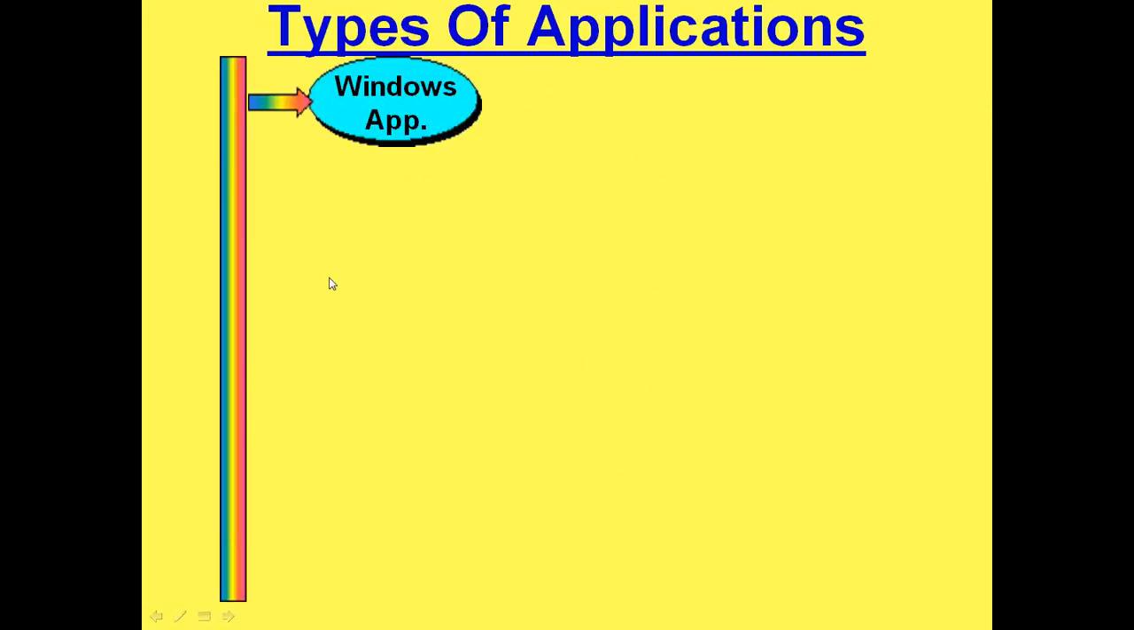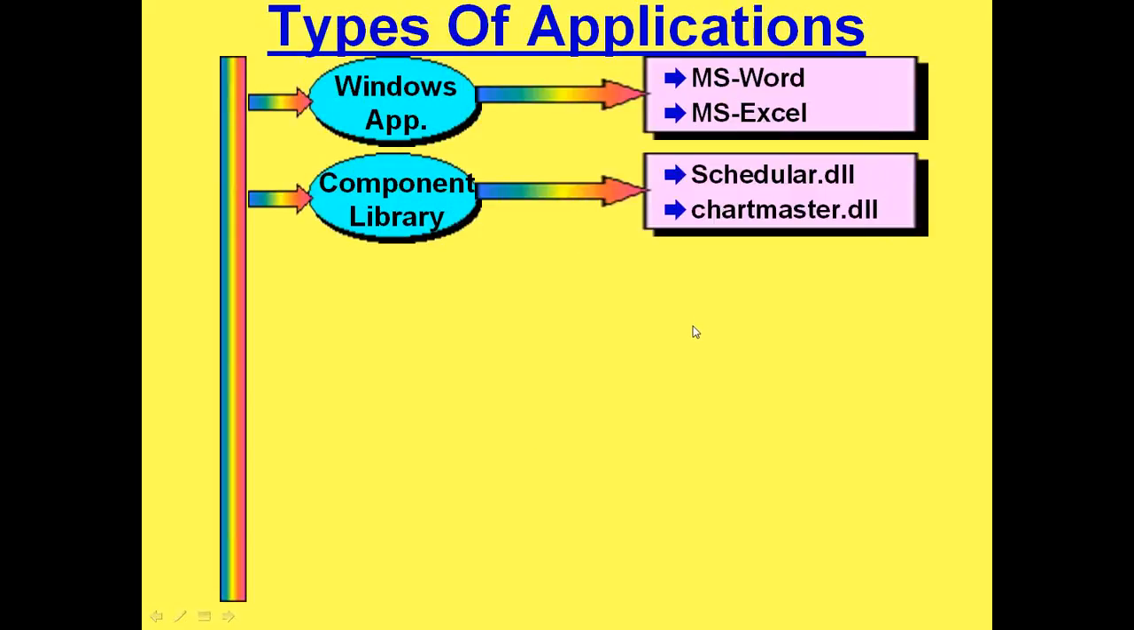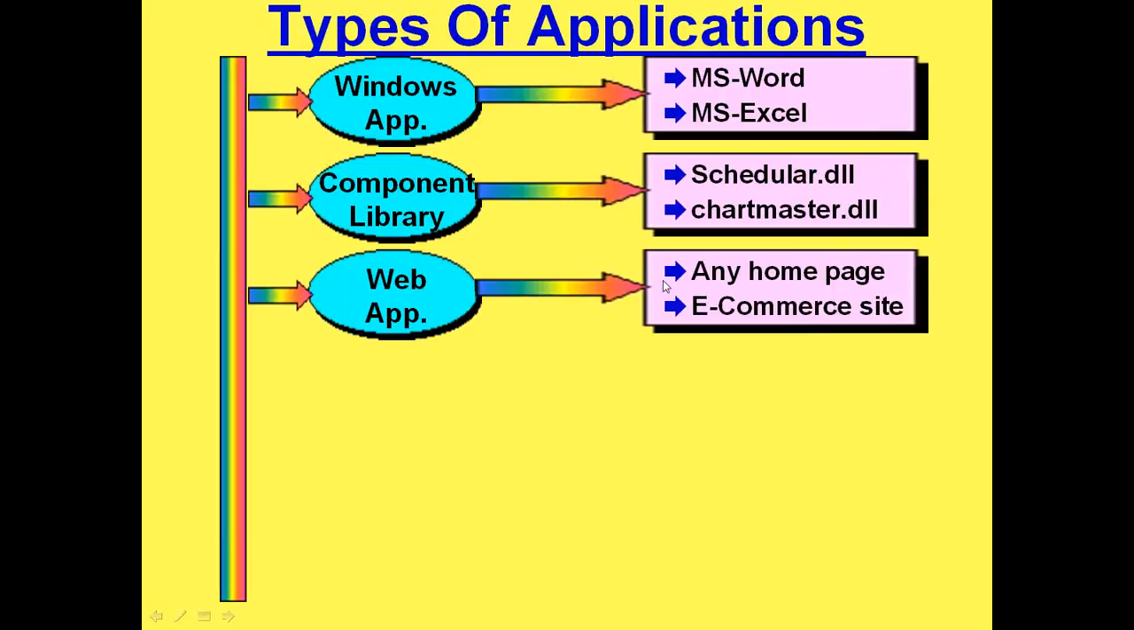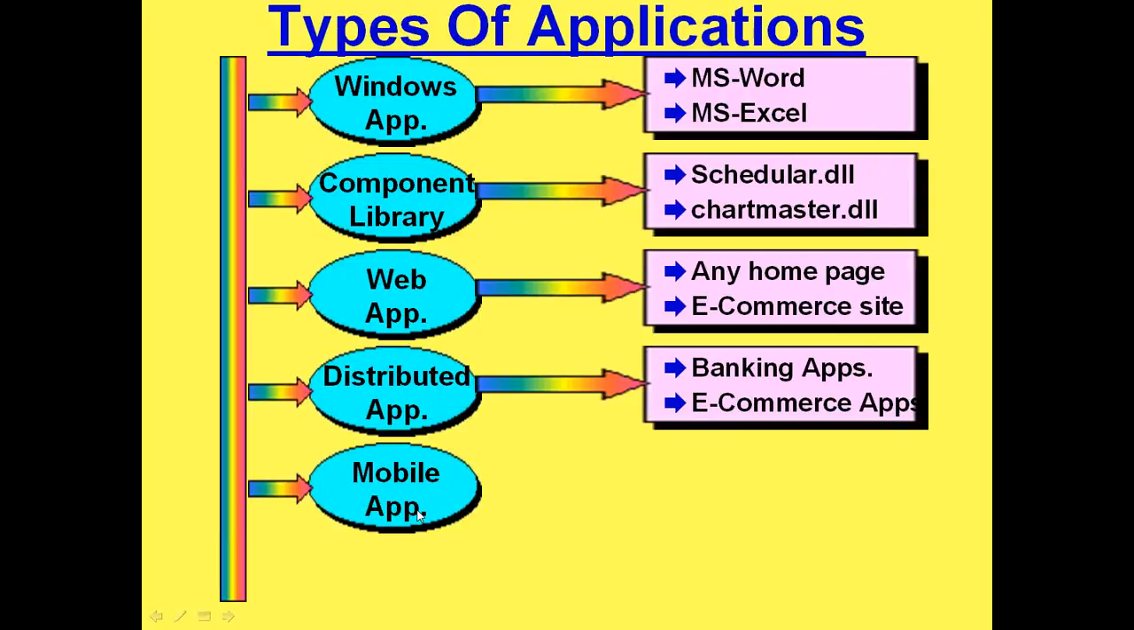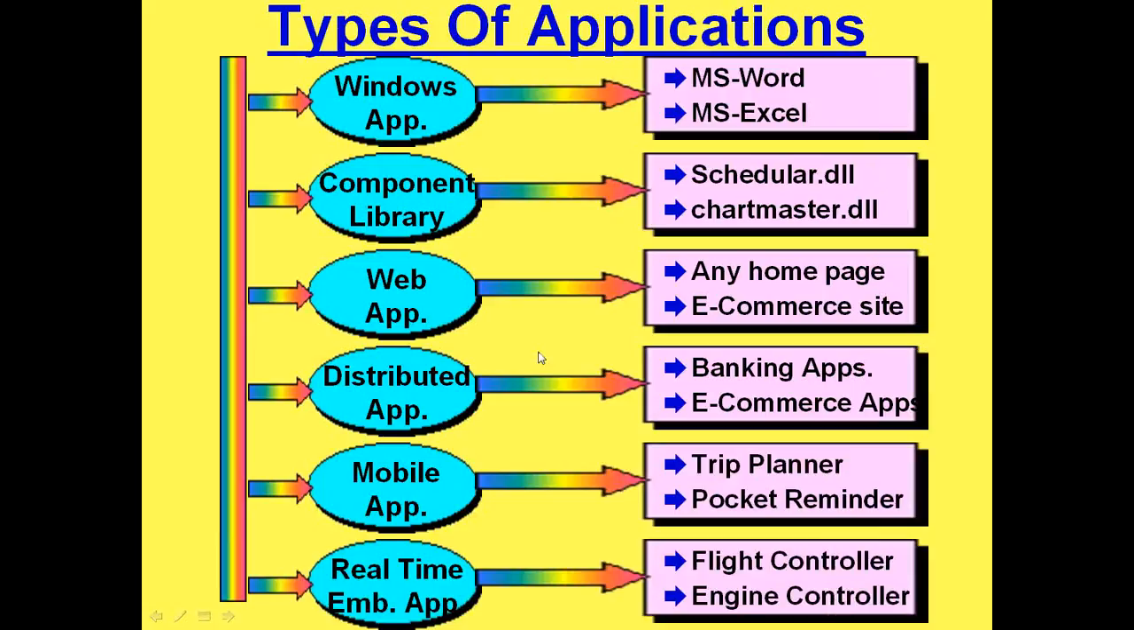Once you are well aware of .NET, what type of applications can you create? You can create Windows applications, like MS Word and MS Excel. You can create any company's DLL file, dynamic link library. You can create any company's homepage, e-commerce website. You can create distributed applications, mobile applications, and real-time embedded applications also. All these are possible under one environment. If you are well aware of .NET, you will be able to develop all these one by one.